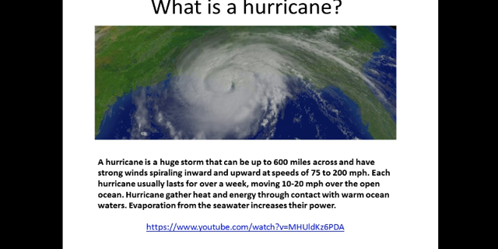A hurricane is a huge storm that can be up to 600 miles across and have strong winds spiraling inward and upward at speeds of 75 to 200 miles per hour. Each hurricane usually lasts for over a week, moving 10 to 20 miles per hour over the open ocean. Hurricanes gather heat and energy through contact with the warm ocean waters, and evaporation from the seawater is what increases their power. Now let's take a look at this video and watch one live in action.